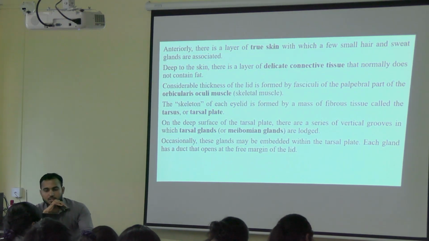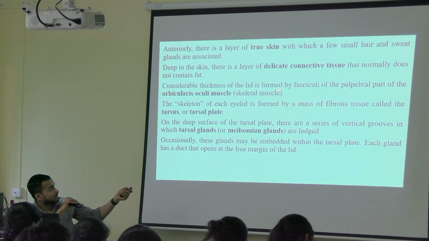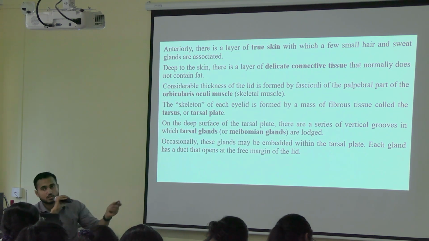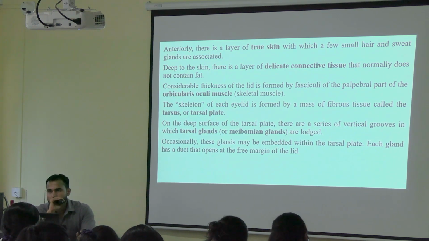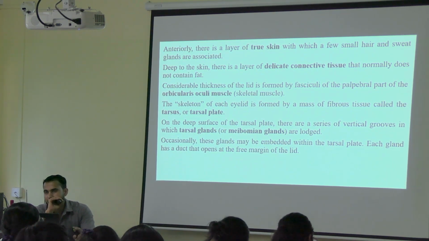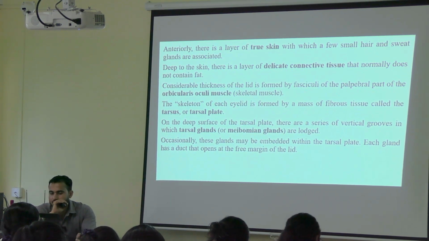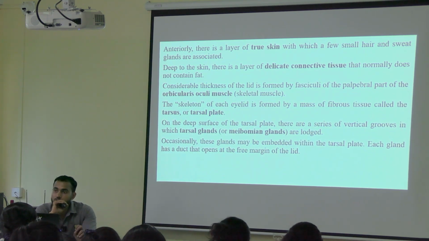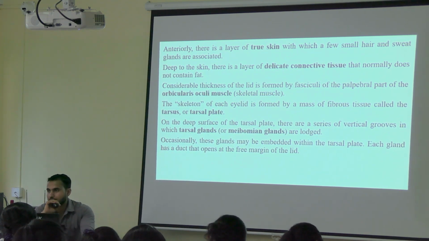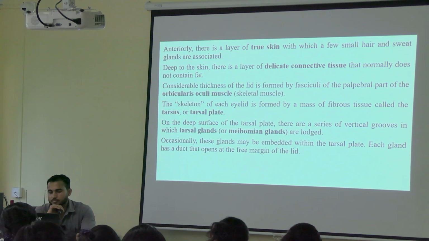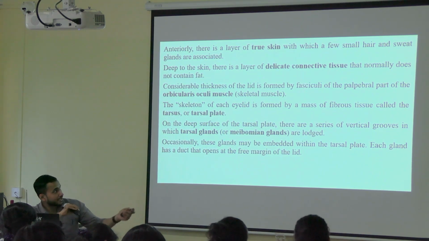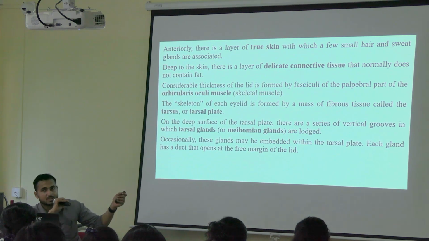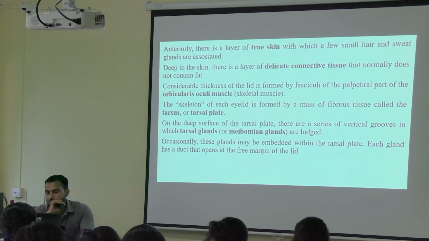Next, the considerable thickness of the eyelid is formed by the fasciculi of the palpebral part of the orbicularis oculi muscle. So most of the thickness is made up of two parts: the orbicularis oculi muscle and the tarsal plate. The orbicularis oculi muscle is very important because it helps in the closing of the eyelid. Next, the main skeleton is made up of a mass of fibrous tissue called the tarsal plate. Just now I have shown you.